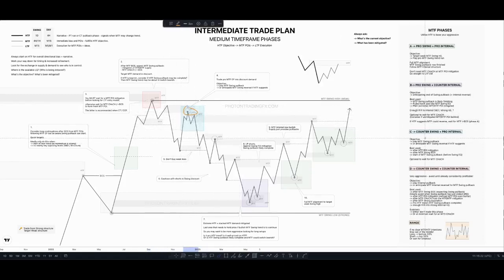And then the last main phase is the one where, basically, don't trade it, at least until you are already consistently profitable. And that's when you're just trading counter everything, counter swing and counter internal.